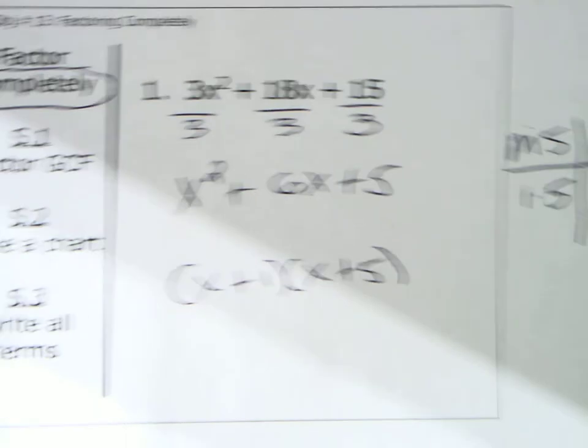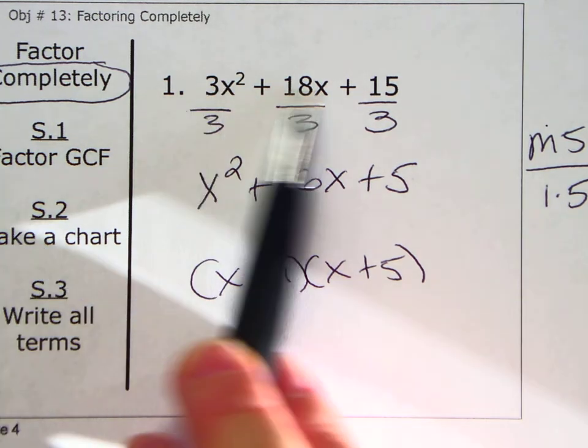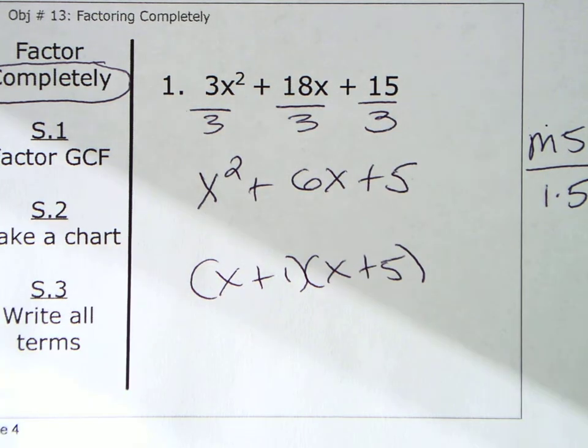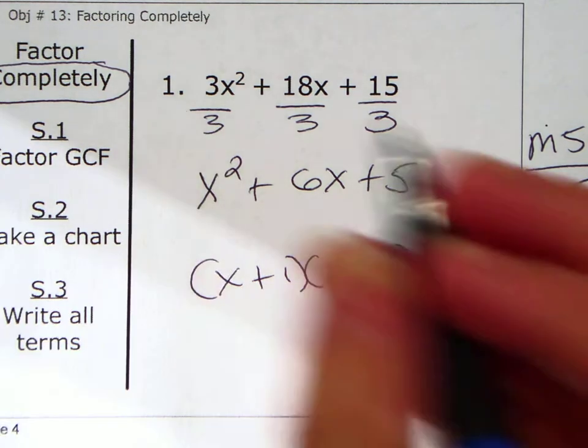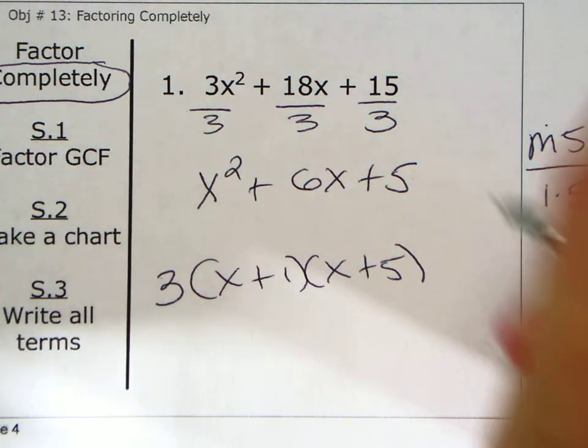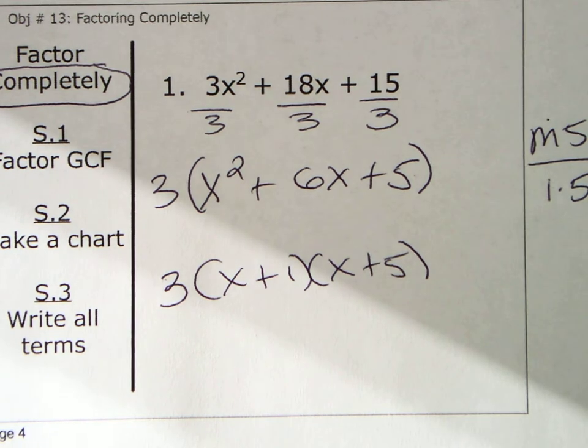But this is not the answer. Why is this wrong? If you multiply this out, will you get back to the original? No. What did we do? We divided by 3. Remember, when you divide by your GCF, it has to go in front. We could also put that here. Okay, my light went off. Hang on. There we go. All right. So make sure you put that 3 in front, otherwise it's gone. It's wrong. All right, you'll lose a point.